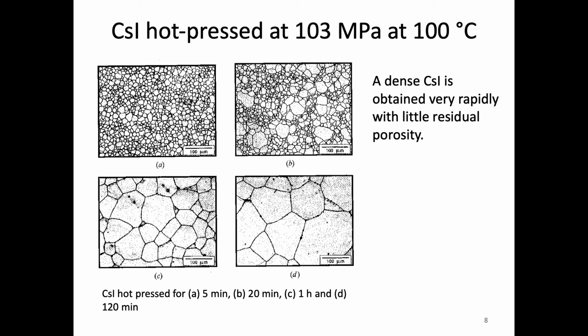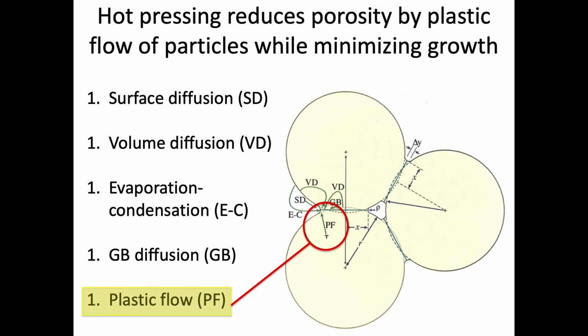So hot pressing really gives us a lot of advantages. It's very rapid. We can reduce the temperatures required, all because we're utilizing this dislocation flow, right? This plastic flow, where dislocations can transport material, and they do that very quickly under these applied stresses. That's our driving force, that dislocation motion.